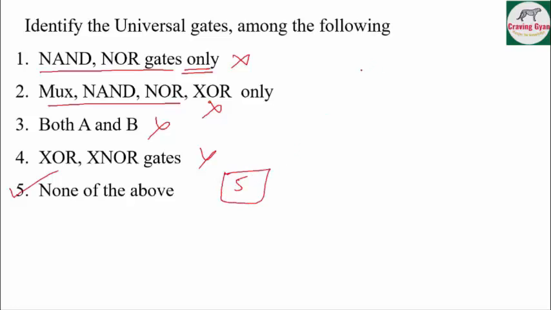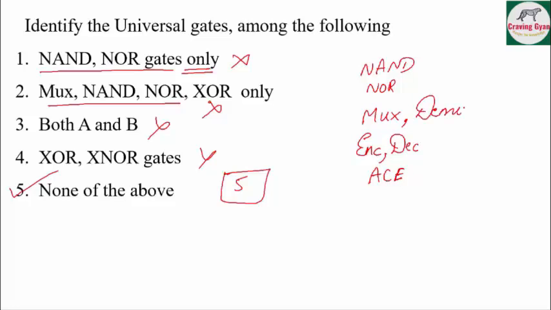Right? So which all are universal gates? NAND gate is a universal gate. NOR gate is a universal gate. MUX is a universal gate. Encoders are universal gates. Decoders are universal gates. ACE gate is a universal gate. Apart from this, even the demultiplexer is also a universal gate.